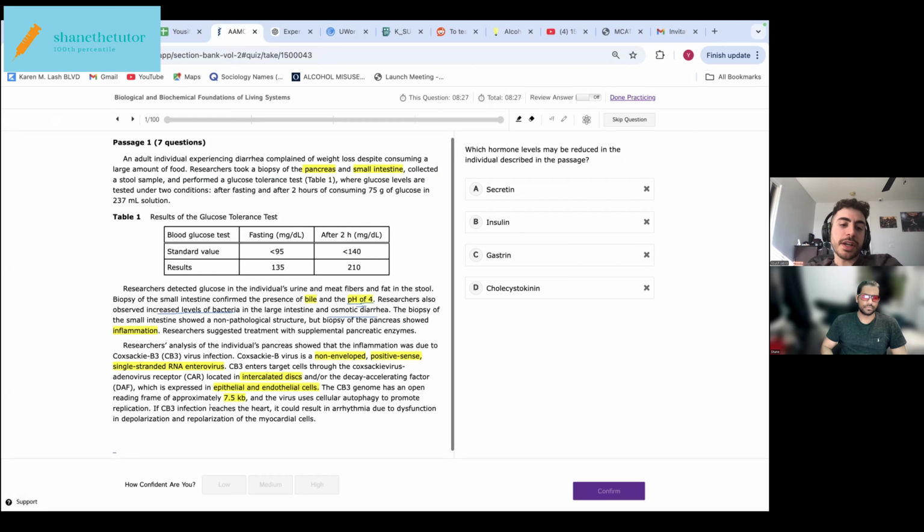If CB3 infection reaches the heart, it could result in arrhythmia due to dysfunction in depolarization and repolarization of the myocardial cells. What do you think autophagy means? Something that eats something. The phagy part means eat. You're right. The auto is like you're continuously eating something, like, I don't know.